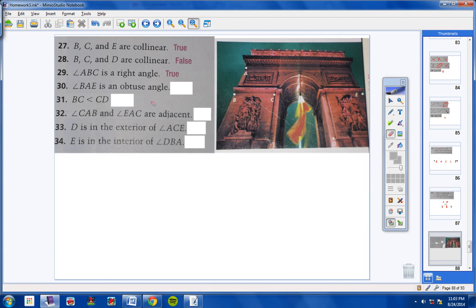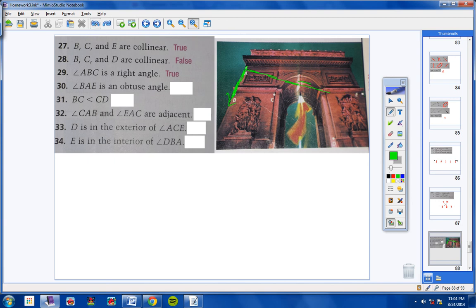All right, let's take a look at number 30. Angle BAE is an obtuse angle. All right, let's take a look at this. Angle BAE. Well, here's B, here's A, and then here's E. Let's see, we're going to go from B up to A, and then down to E. Well, students, let me ask you a question, okay? The answer is false. Now, let me show you why.